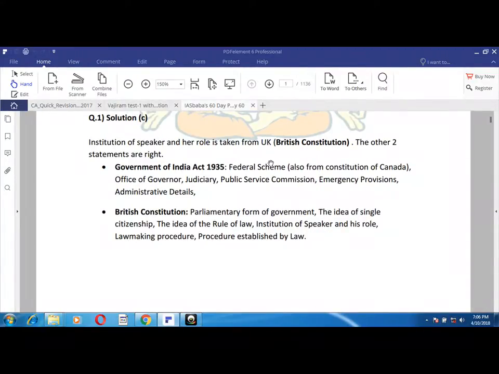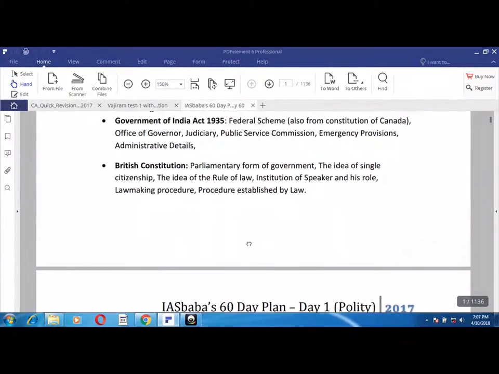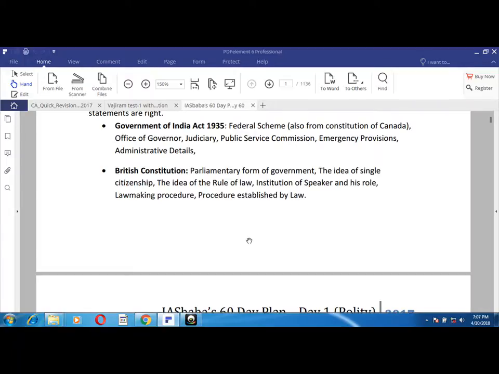Here you can see institution of speaker and his role is taken from the UK, the British Constitution. The other two statements are correct. Government of India Act 1935: federal scheme, also from the Constitution of Canada, office of Governor, judiciary, Public Service Commission, emergency provisions, administrative details. British Constitution: parliamentary form of government, the idea of single citizenship, the rule of law.